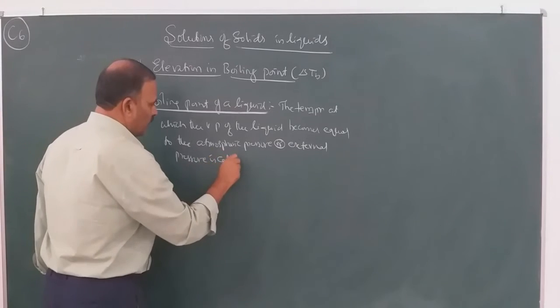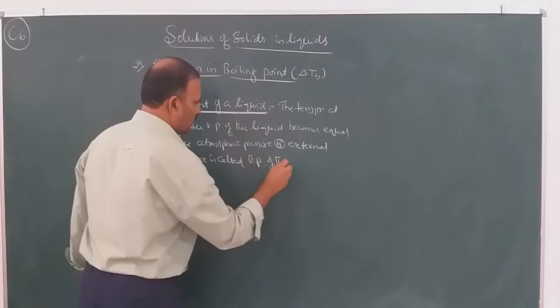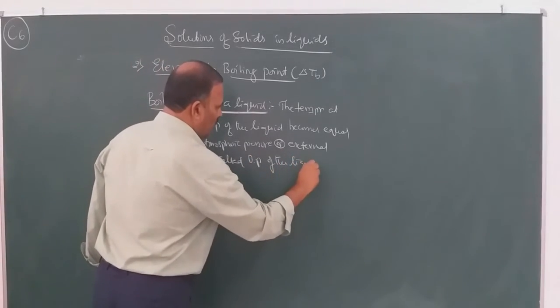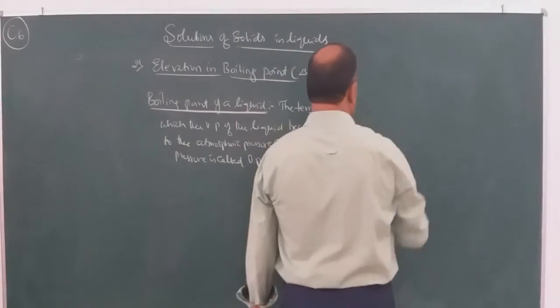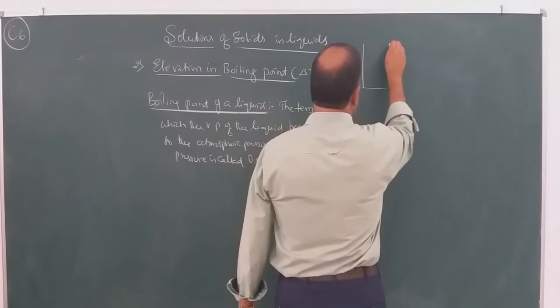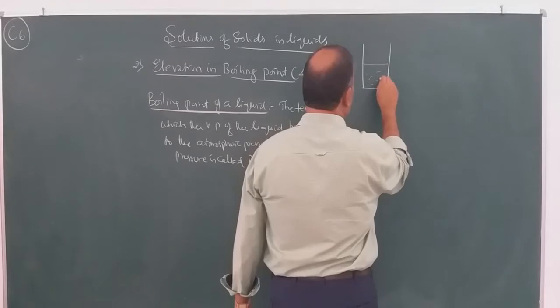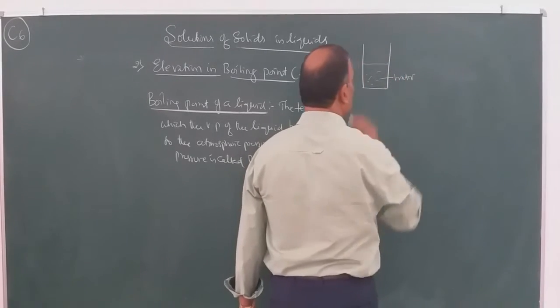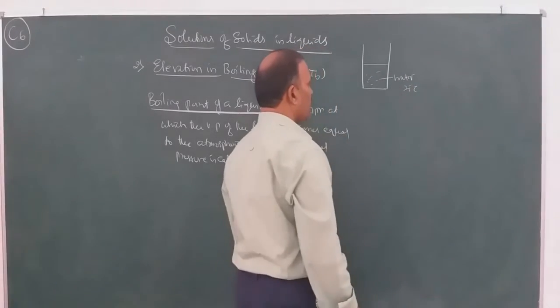Is called boiling point of the liquid. Boiling point of the liquid. For example, suppose this is water in a beaker. This is water, at 25 degree centigrade.